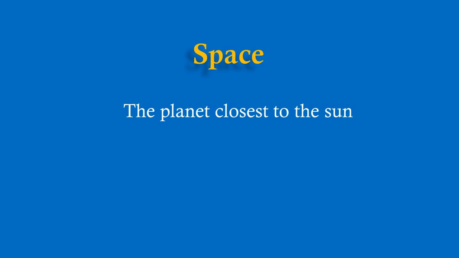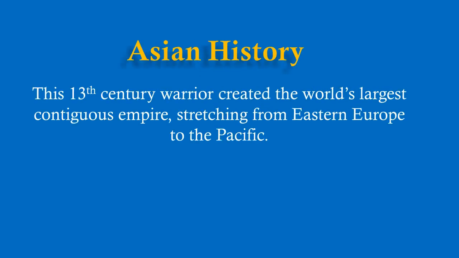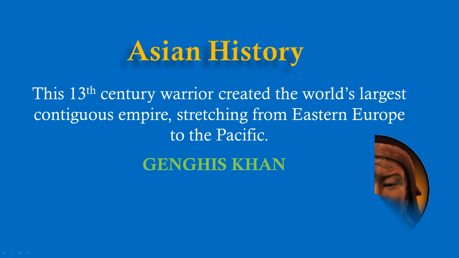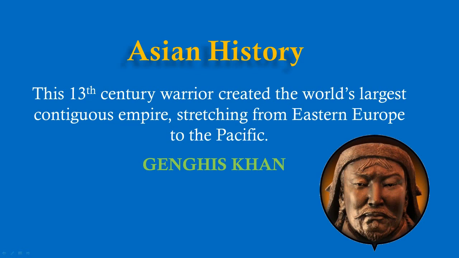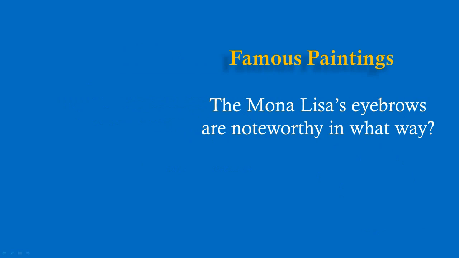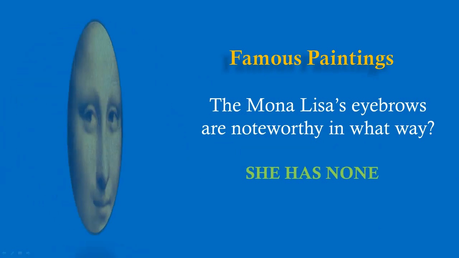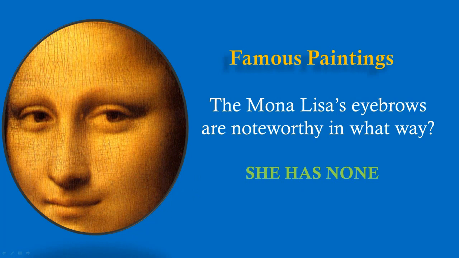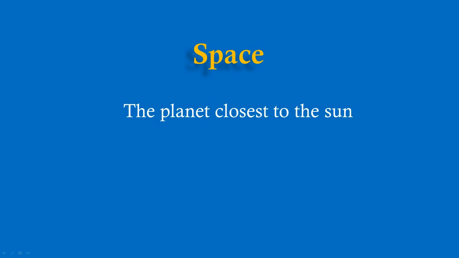All right, let's go and review your answers and the correct answers to the triple trivia challenge. Here we go. Asian history, this 13th century warrior, that would be Genghis Khan. And what is noteworthy about Mona Lisa's eyebrows? Well, she has none. And the planet closest to the sun would be Mercury.